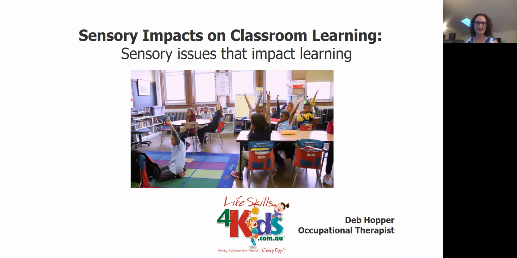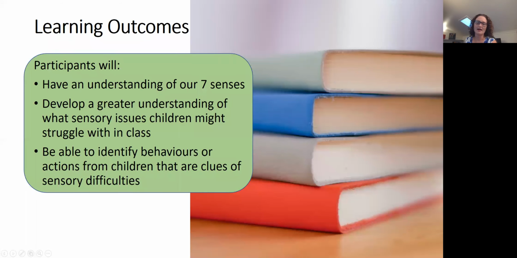Okay, so let's talk about the learning outcomes. Today we're going to be talking about having an understanding about the sensory piece. What are our senses? How do we understand our environment, especially in the classroom environment? How do we learn, and what can impact on our learning? We're going to look at a greater understanding of what sensory issues are in class and how to identify that. And we're going to identify behaviours or actions from children that are clues that there might be sensory difficulties happening in class.